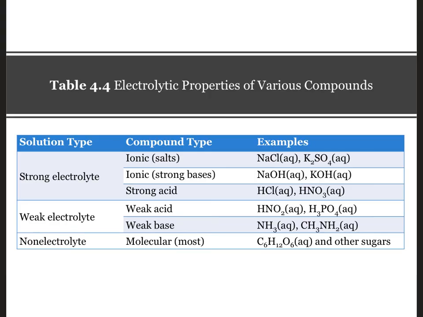This table nicely summarizes the information just covered. We'll spend most of our time on strong electrolytes, the soluble ionic salts, strong bases, and strong acids, and the non-electrolytes, which are mainly molecular compounds like sugar, C6H12O6. A deeper conversation of weak electrolytes will be held until Gen Chem 2.